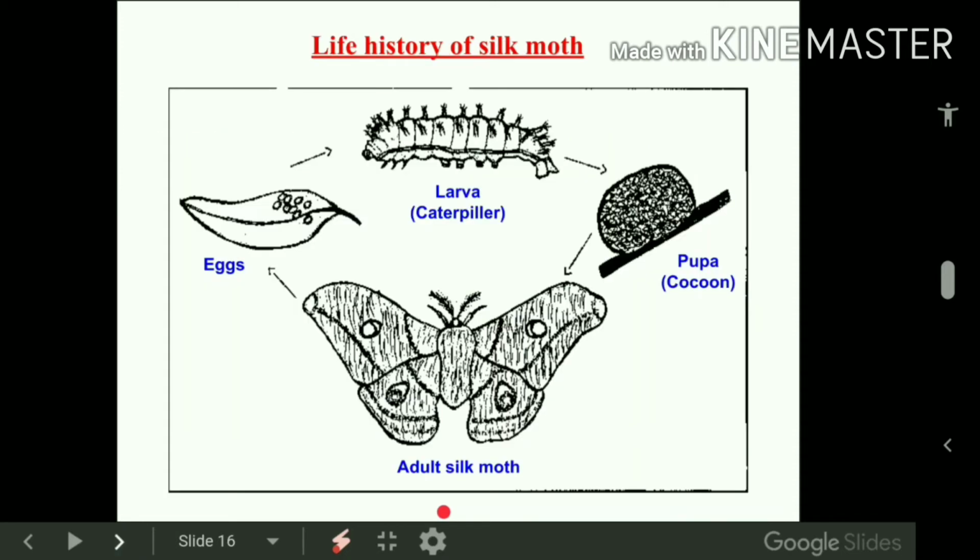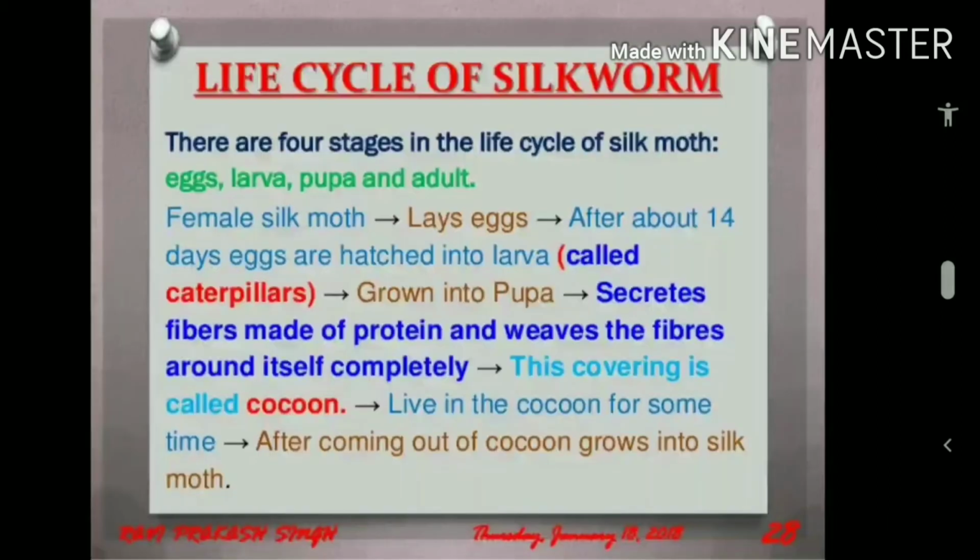And this is the life history of the silk moth. First of all, there will be the egg, then the larva stage, that is the caterpillar, then the second stage, the pupa, which forms the cocoon around it, then the adult silk moth. So there are 4 stages in the life cycle of the silk moth. They are egg, larva, pupa and adult.